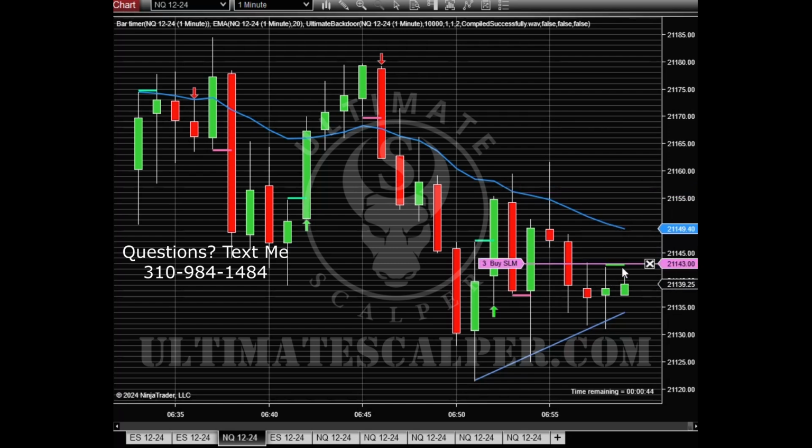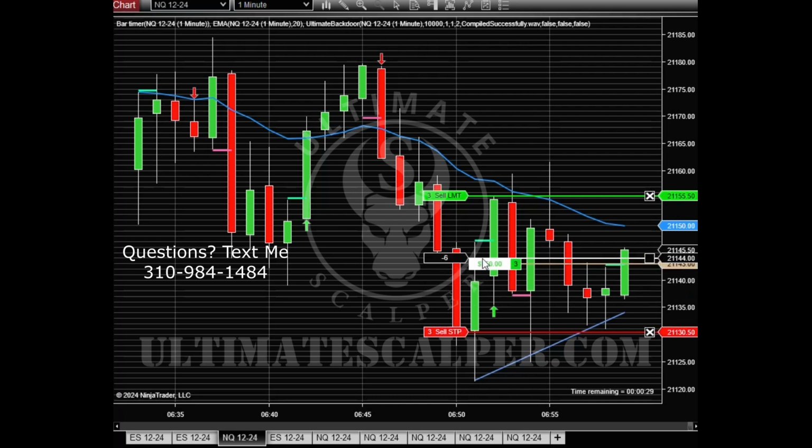All right, here's the new entry. And if it bounced off this line, it may go back up here to continue that triangle shape. Again, it would just be a small scalp for me. I'd be in and out quickly. Order filled. Stop filled. Just to get something out of this trade. I mean, it's a little close to here. You can see the triangle that it's forming right now.